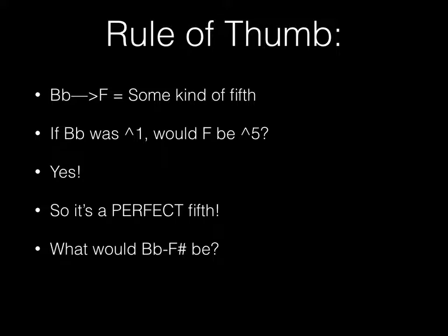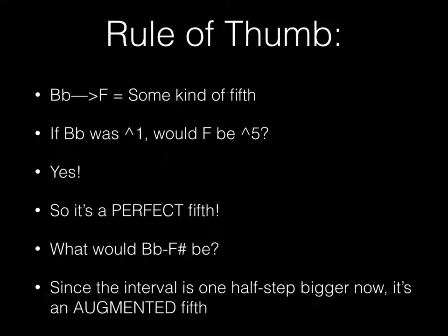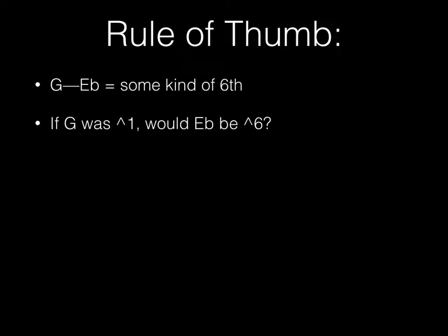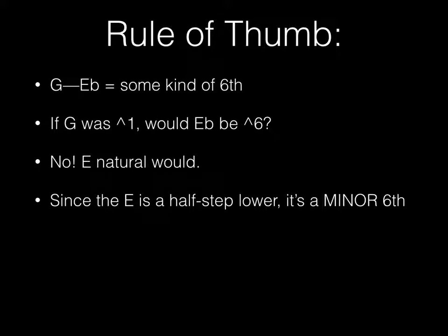But what would B flat to F sharp be? Well, since it's the interval that's 1/2 step bigger than perfect, it's an augmented fifth. So G to E flat. Now we're talking about some kind of sixth. If G was scale degree 1, would E flat be scale degree 6? No. E natural would be scale degree 6. Since E flat is a 1/2 step lower than what would be scale degree 6, it's a minor sixth.